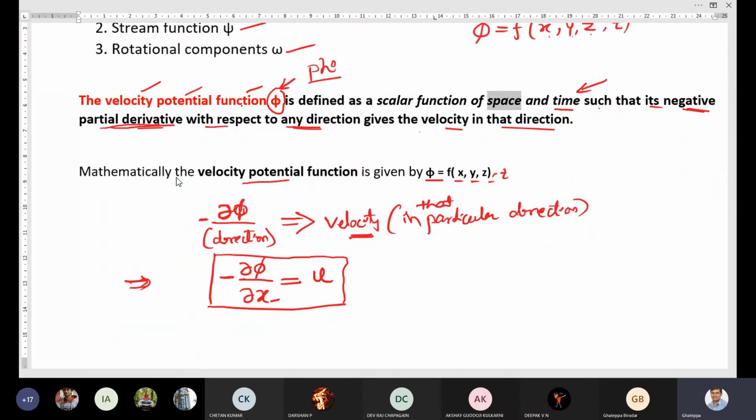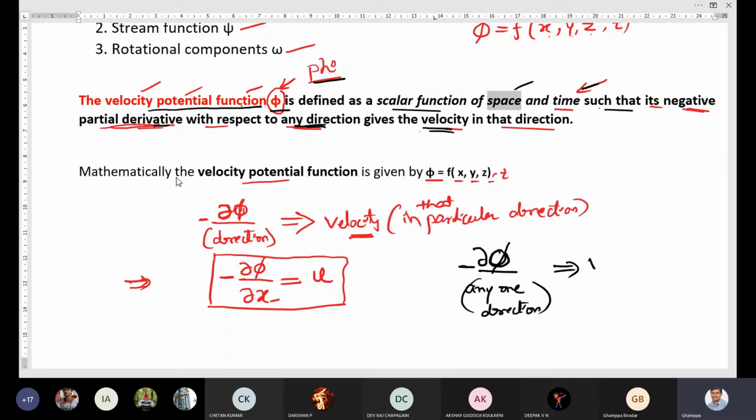Now look at it once again. We read that the velocity potential function will be represented by the symbol phi, and it is defined as a scalar function that depends on space and time, such that its negative partial derivative with respect to any one direction you take gives the velocity in that direction, meaning in whichever direction you have differentiated, in that particular direction you will get the velocity.